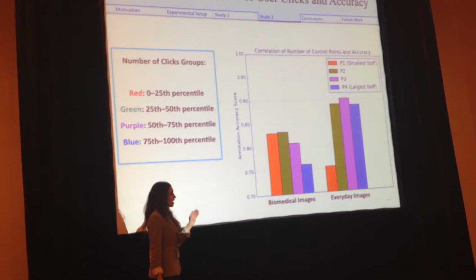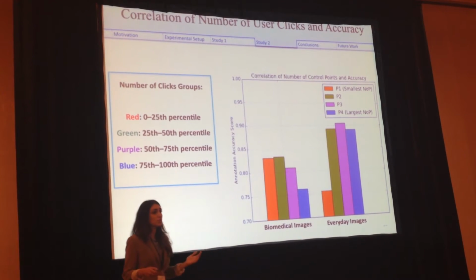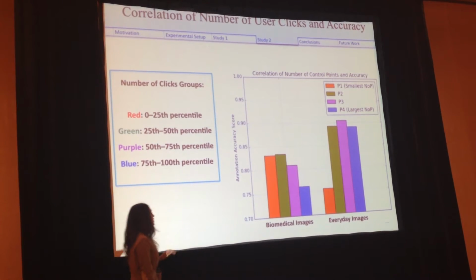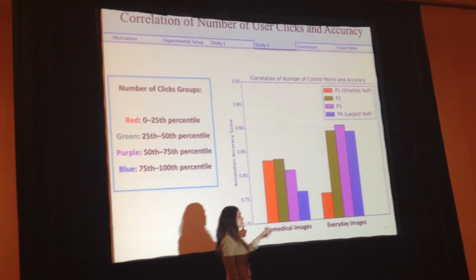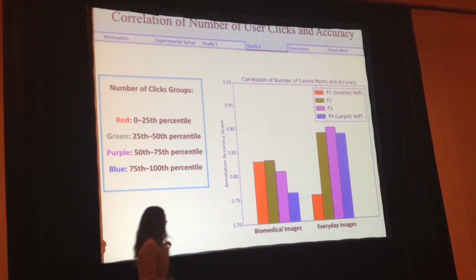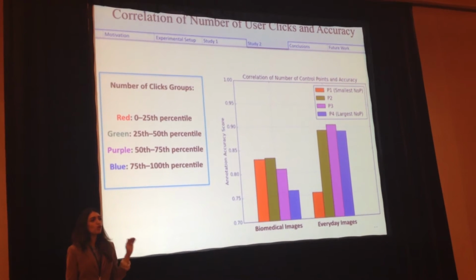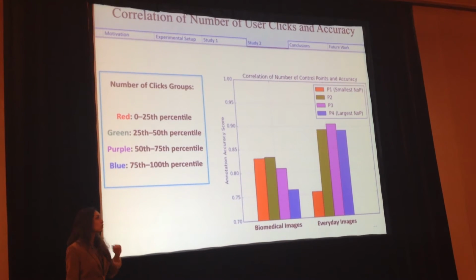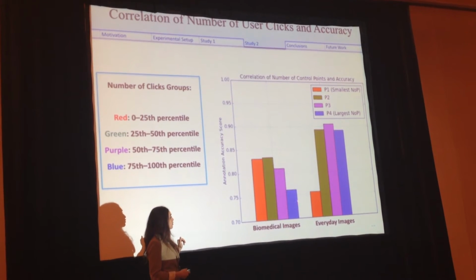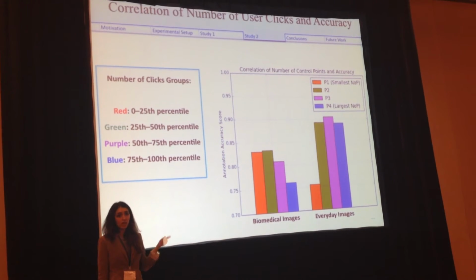So in our next study, we wanted to basically verify if there is a correlation between number of user clicks and accuracy. Because of that, we used the exact same 4 groups. This time we divided the chunks based on the number of user clicks. And again, for everyday images, we came up with the conclusion that for sure, more user clicks lead to better results. However, for biomedical images, for example, for this blue group, which has the highest number of user clicks, the accuracy is really low.